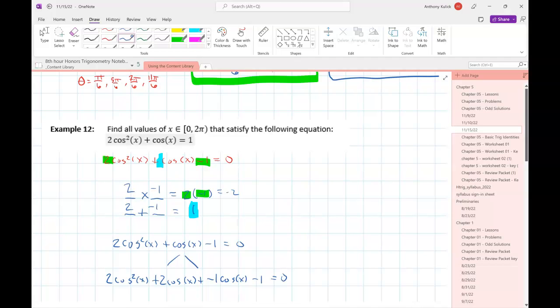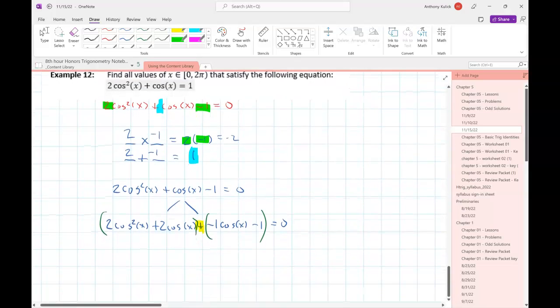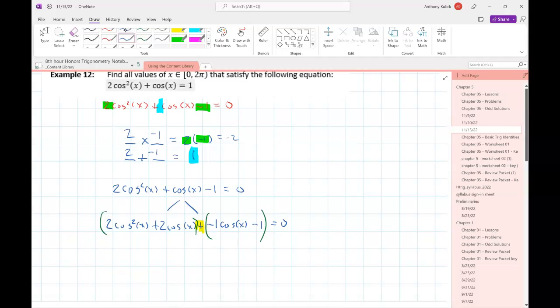Right? And we'll make our two groups. When we make our two groups, we must have a plus sign in the middle, right? What's my greatest common factor in the first group? 2 cosine x. Great. When I factor that off, I'm left with cosine x plus 1. Now I look at my second group. What's my greatest common factor? -1. Very good. That leaves me with cosine x plus 1.